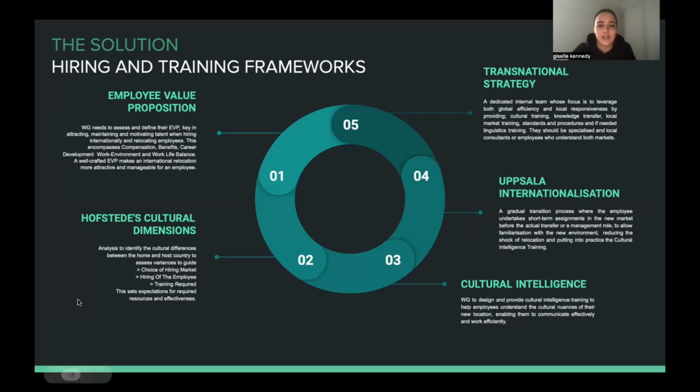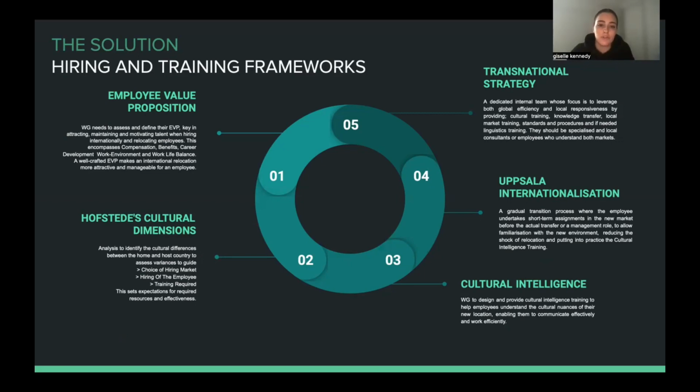An analysis to identify the cultural differences between the home country and host country to assess variances guides a few things. Firstly, the choice of hiring market. Secondly, the hiring of the actual employee. And thirdly, the training required. This sets expectations for required resources and effectiveness. The Woolworths Group also needs to design and provide cultural intelligence training to help employees understand the cultural nuances of their new location, and this enables them to communicate effectively and work efficiently in that market.